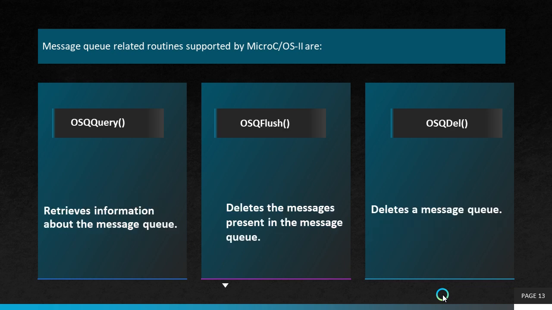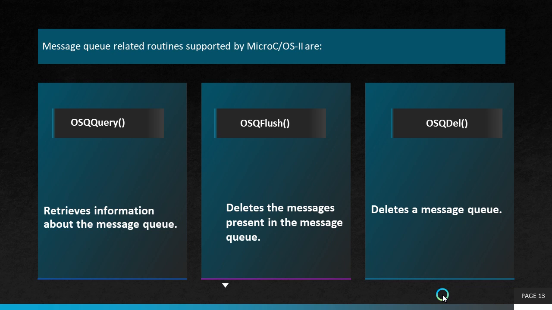Then the next one is OSQQuery. OSQQuery retrieves information about the message queue. The information can be the message queue size, whether a message is available in the message queue or not, or how many tasks are waiting for the message. So these are the pieces of information that we can retrieve through the OSQQuery related function.